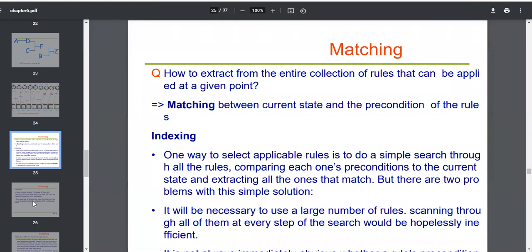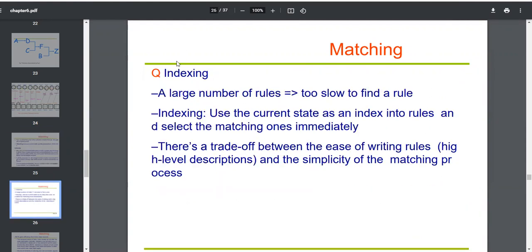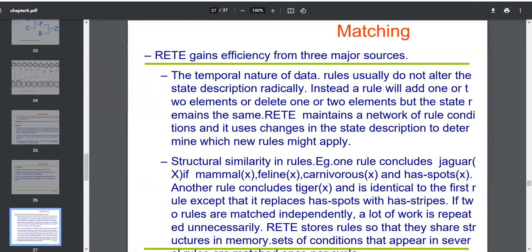So what you are going to do over here is indexing. What is indexing? A large number of rules are there. It is too slow because out of all the rules, you have to find a particular rule which matches with the goal. Use the current state as the index into the rules and select the matching ones immediately. Now, indexing gains efficiency from 3 major sources.